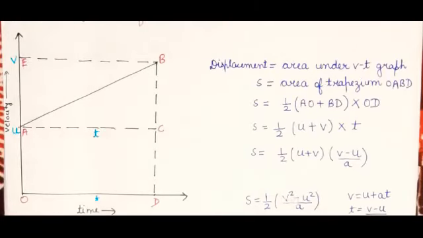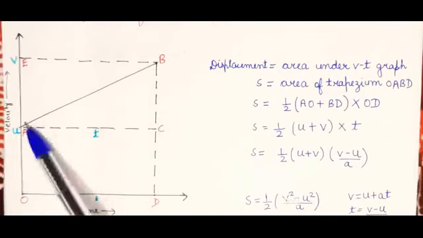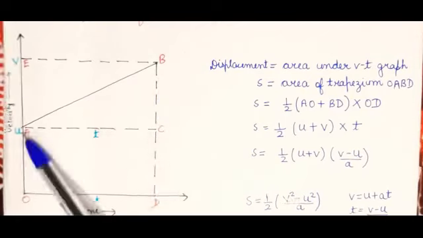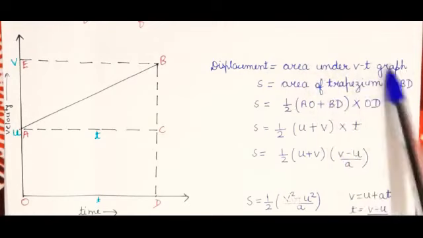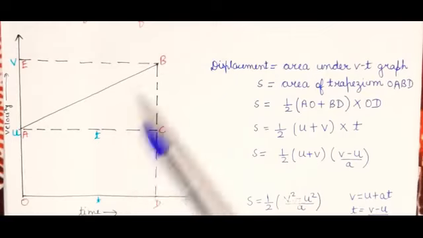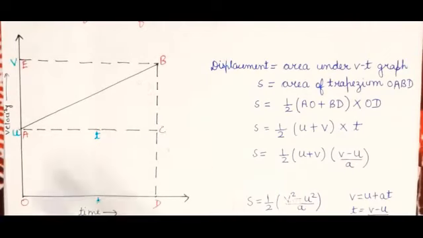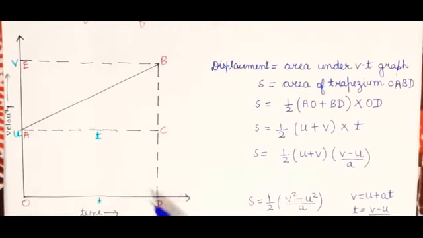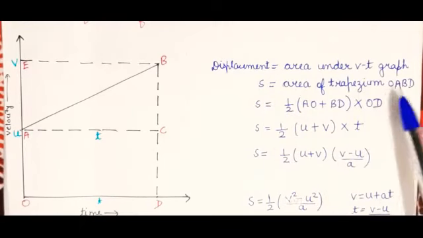Now coming to the third equation of motion, same graph, velocity time graph. What is the displacement under the VT graph? It is equal to the area under the VT graph that I discussed right now. Earlier we were taking separate areas. Now combine. Area of this whole trapezium OABD is equal to displacement, that is S. So S is equal to the area of trapezium OABD.